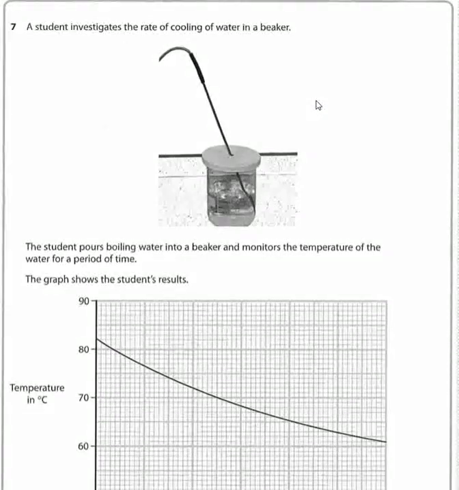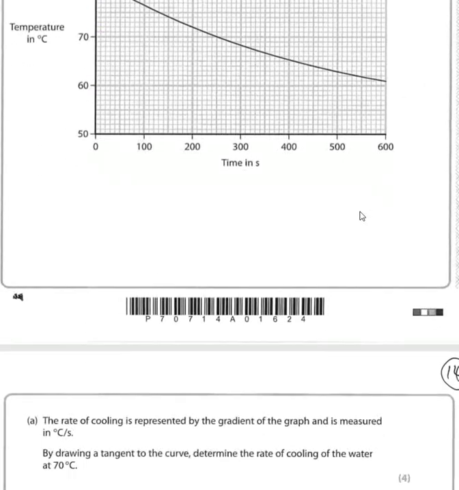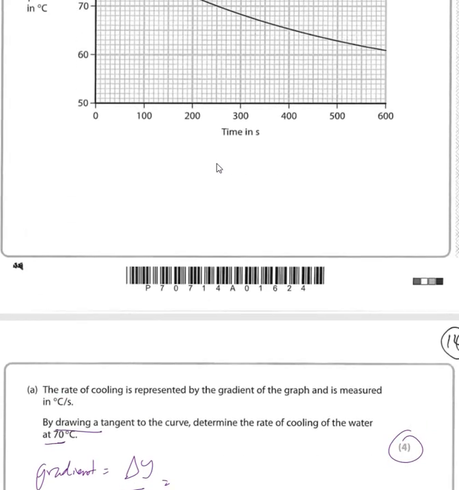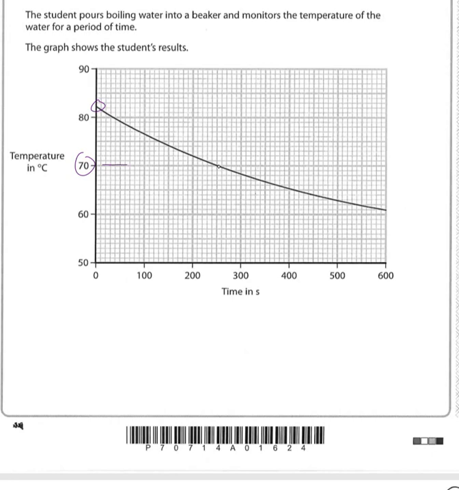Let's keep going. Now we have this here, we're cooling the water. This is the curve. Okay, start from this point, we go all the way down. Now we need to draw a tangent. It tells us here, draw a tangent and work out the degrees Celsius per, so the gradient. That's what we need to do at 70. Okay, let's work out what 70 is. 70 is here. So go across.